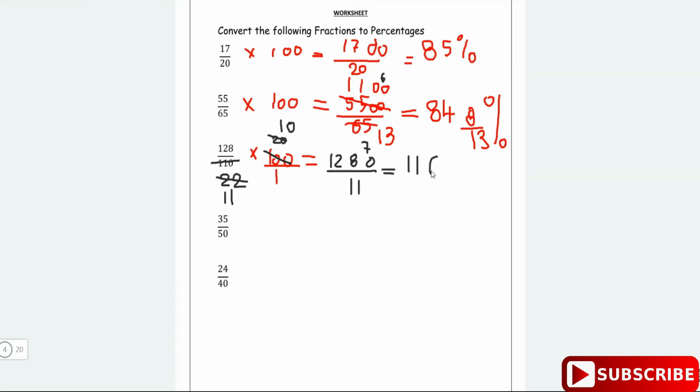That's 116, 6 times with the remainder 4 over 11. So it's 116 with 4 over 11%. That's that as a percentage. Easy.